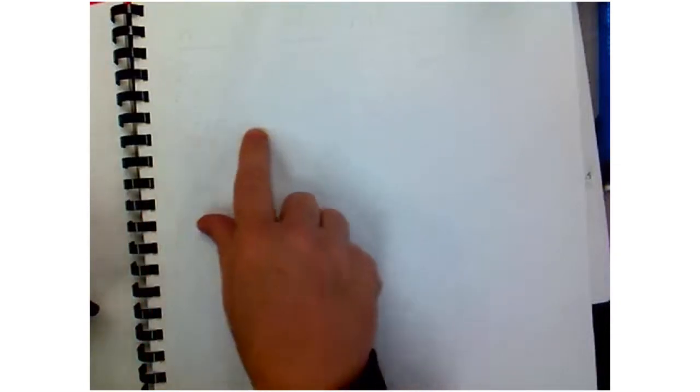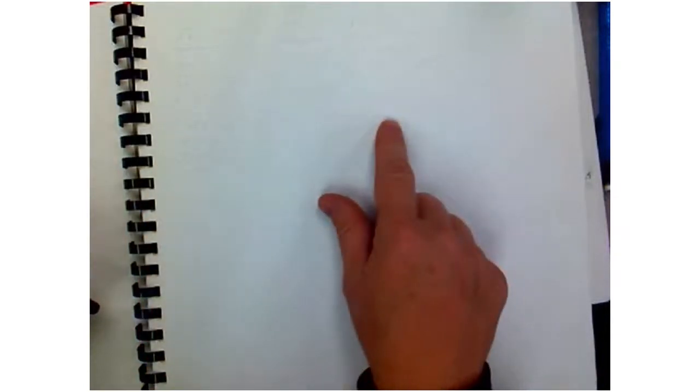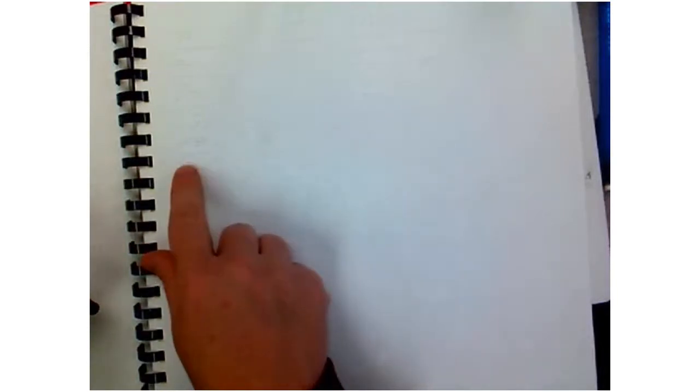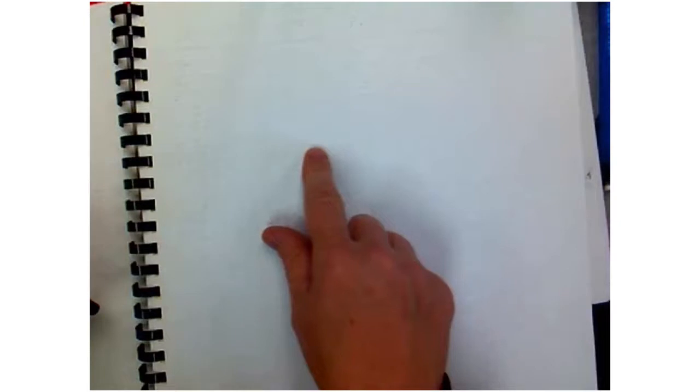Hepta is 7, heptagon. Octa is 8, octagon. Nona is 9, nonagon. And deca is 10 for decagon. All right? Okay? So the number of sides.